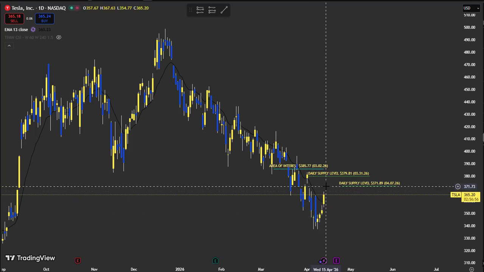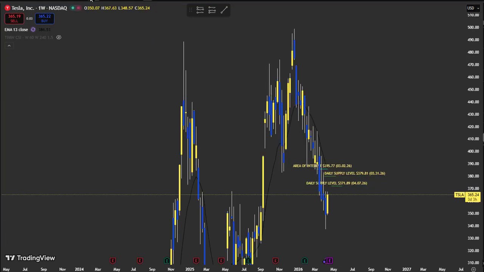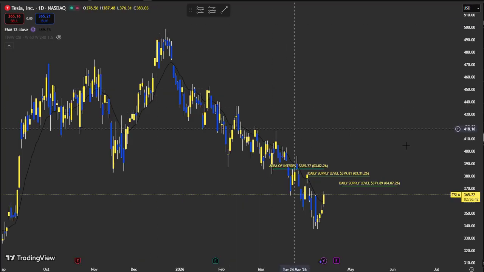So we're going to look at the supply level at 371.89 and see how price closes out there, and then we'll make a determination if Tesla is going to rise or it's going to continue to fall. But right now, Tesla's still looking bullish, so any upward price movement, I'd be looking to short Tesla as it looks right now. All right, moving on to Bitcoin.